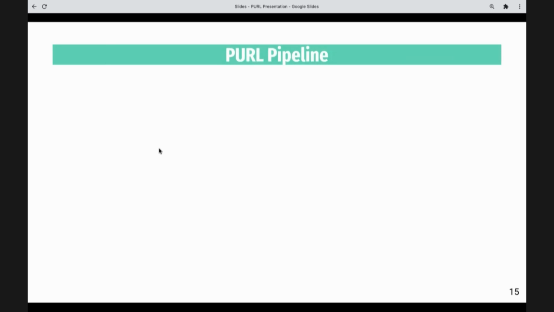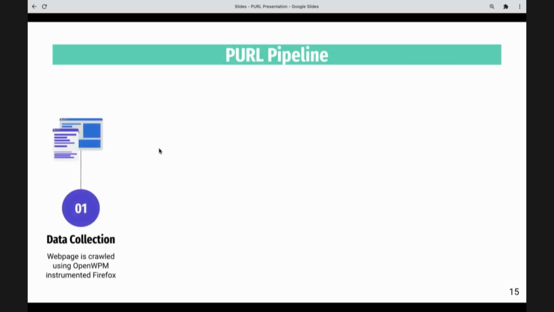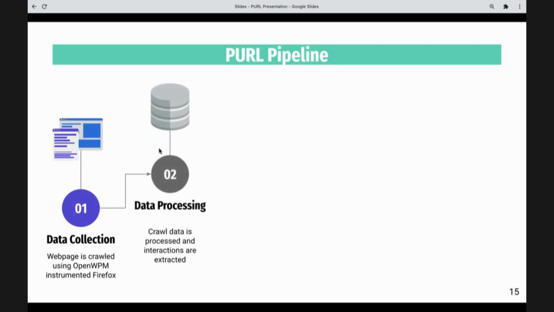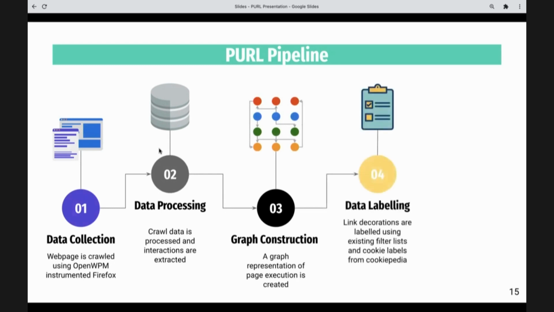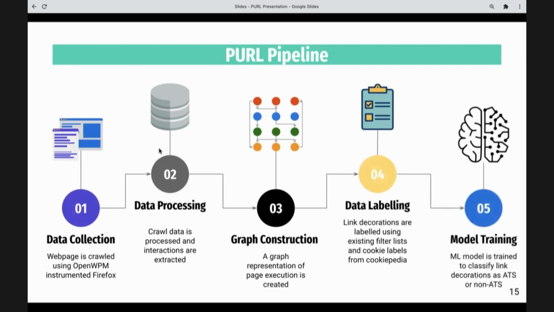To give an overview of the whole model, we first crawled 20,000 websites using an instrumented Firefox browser. We collect interaction between different elements on the web page and extract relevant information. We then create a graph representation of these interactions and compute the relevant features. This data is then labeled by combining information from Wikipedia and filter lists. Finally, we feed this data to an ML model, which is trained to classify if a given link decoration is tracking or non-tracking.